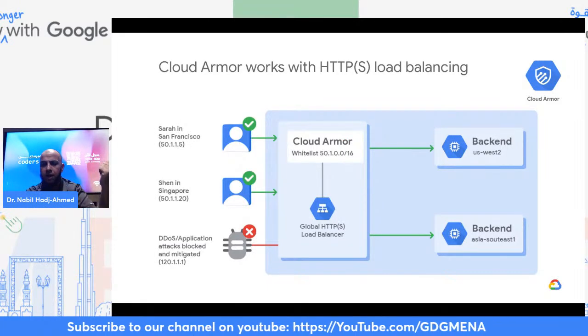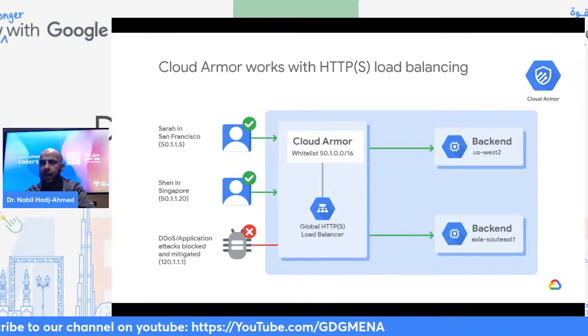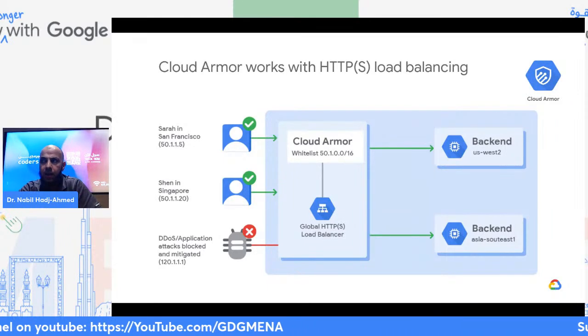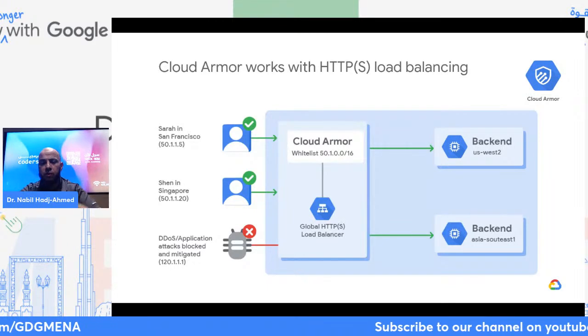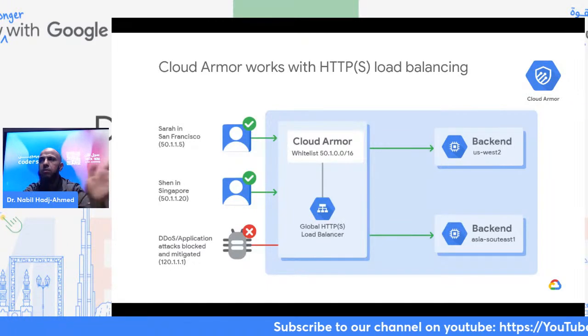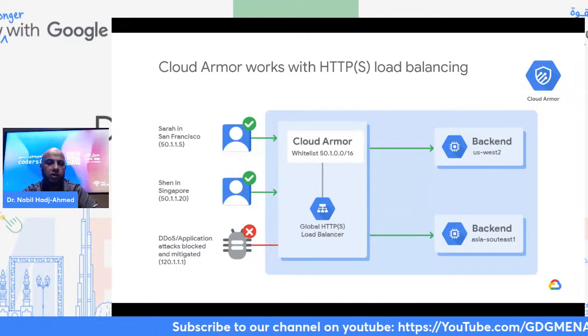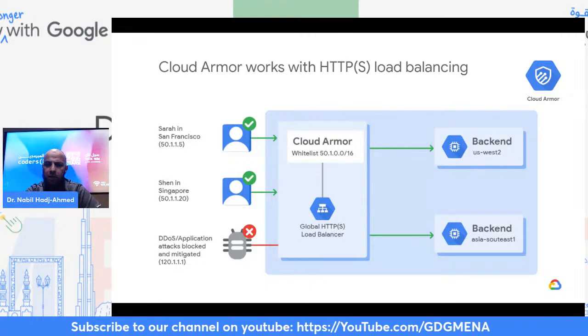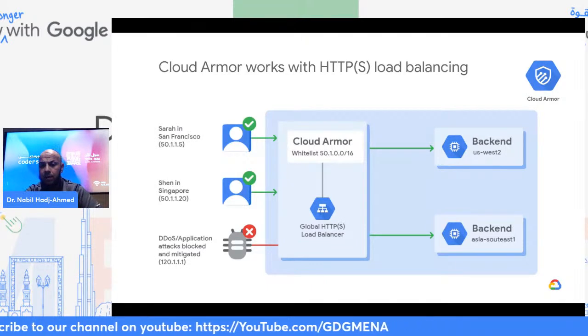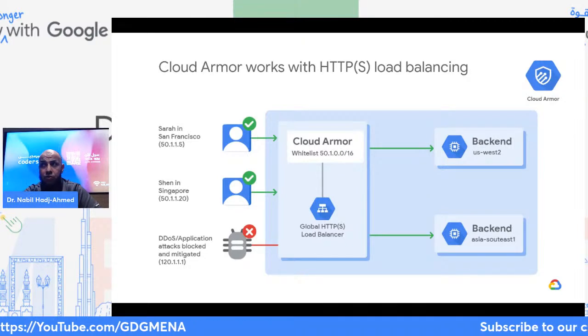So I can do whitelisting, blacklisting. I can even, like I said last time, block a complete geographical area. If I didn't want traffic coming from a particular country, okay, my application is not serving that country, I can block a complete country. And Cloud Armor is another one that I can configure with the load balancer. Very, very easy to use, very, very easy to configure.